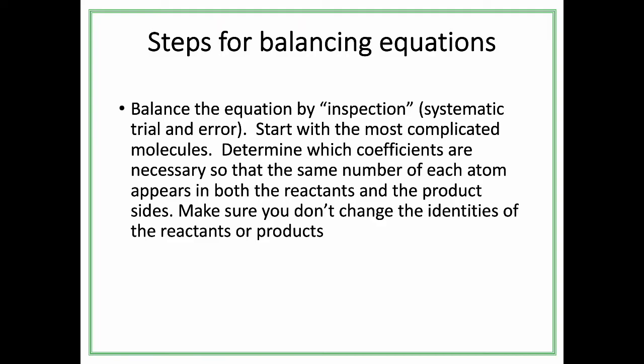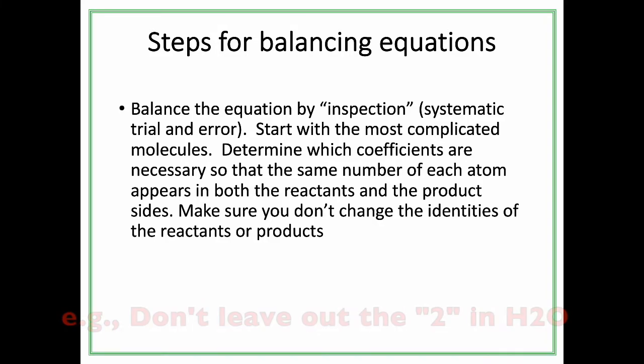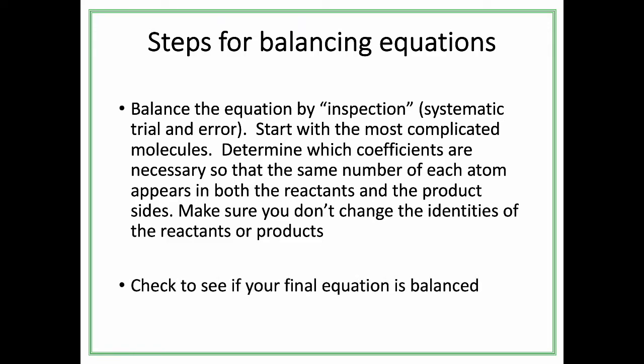You want to start with the most complicated molecules and determine which coefficients, those numbers at the front of the compound, are necessary so that the same number of each atom appears in both the reactants and the product sides. Make sure you don't change the identities of the reactants or the products. For example, don't accidentally leave out the 2 in H2O, or you'll be left with a hydroxide ion, which is very different than water. Last thing is to check and see if your final equation is balanced.